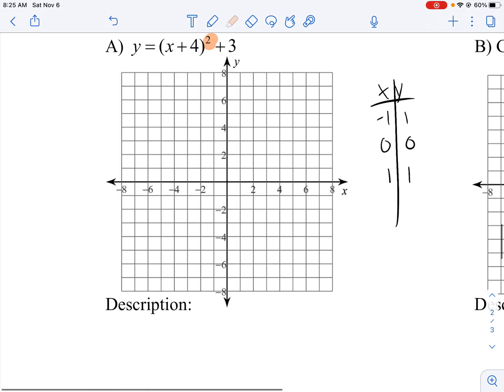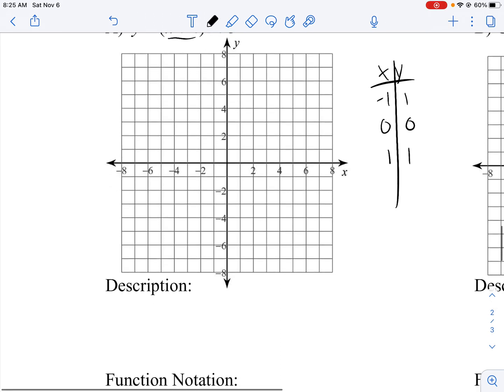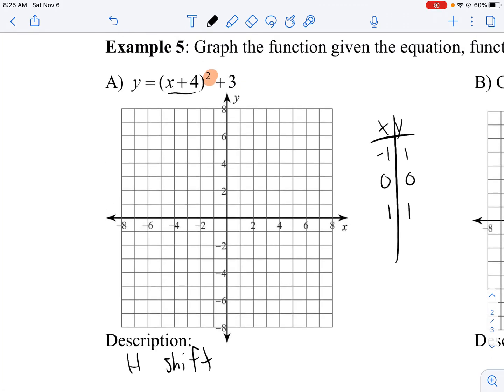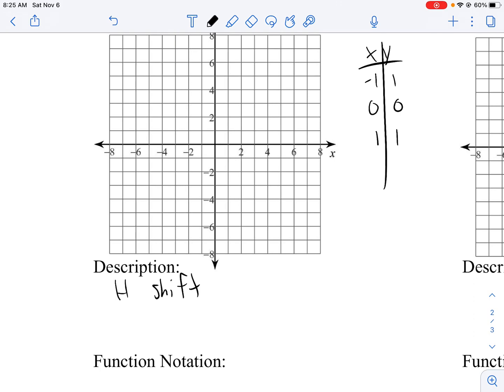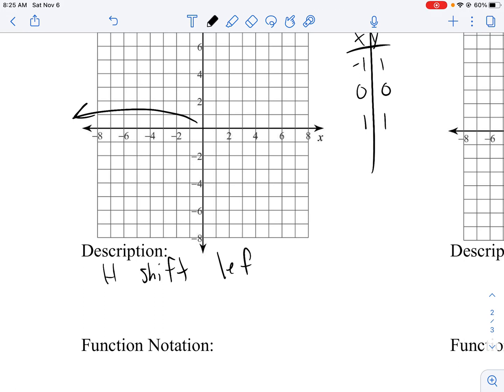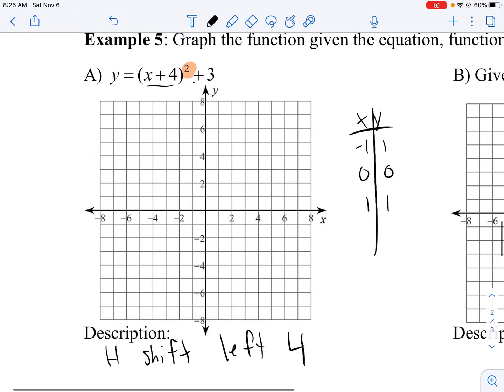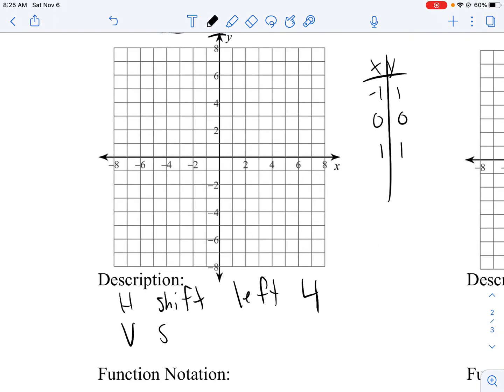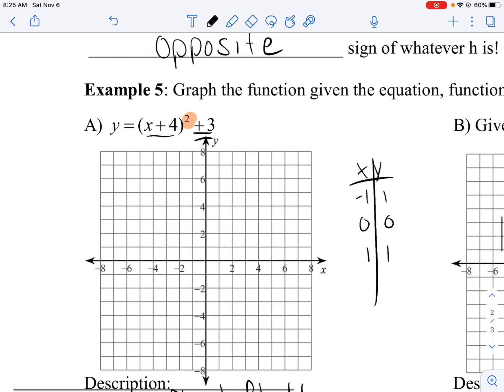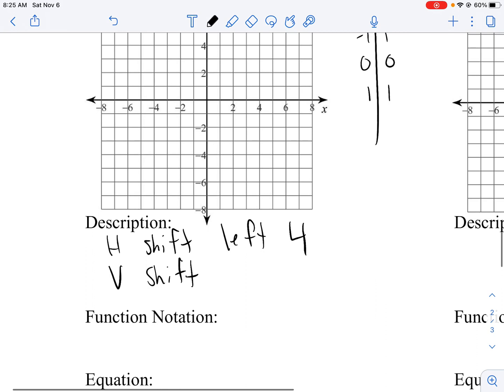First off, we have this x plus 4 inside of the square, so that's going to be a horizontal shift. This is a plus 4, so the opposite of plus is minus. Minus is in the left direction. So our plus 4 will be shifting us to the left by 4. And the vertical, we love the vertical. Anything on the outside of the function will be a vertical shift because it's adding, subtracting. It says plus 3, so we do exactly what it says. Plus 3 will be in the positive, upward direction, so we are going up by 3.